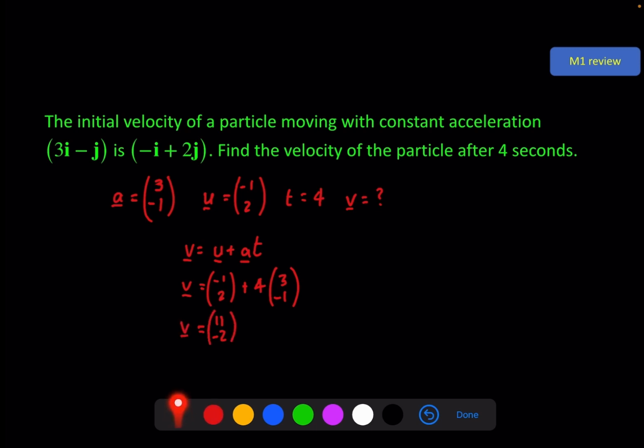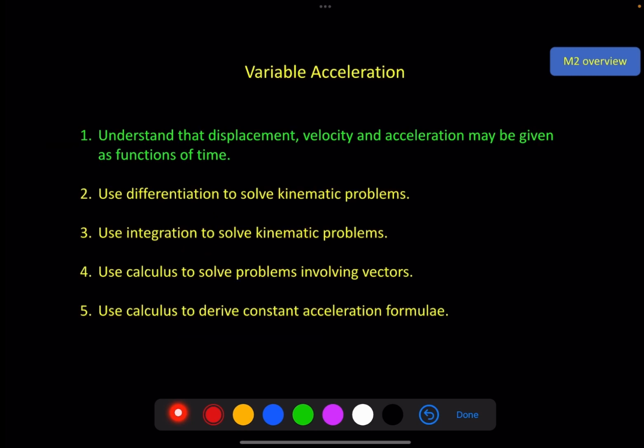Now although I prefer the column vector notation, because the question gave it in ij form, I'm going to finish by writing it back in the same form as the question had. And there we go.